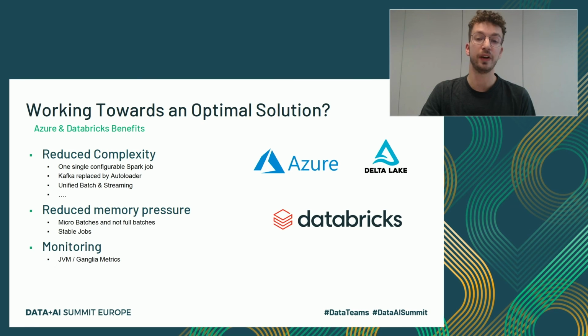And lastly, we finally had monitoring for our Java virtual machines and the Ganglia metrics that I love so much from Databricks. So this is very handy, and I can only recommend these Ganglia metrics. They are really useful to actually see the pressure on the virtual machines behind the Spark environment.